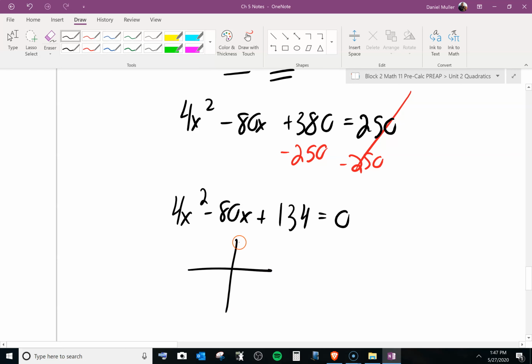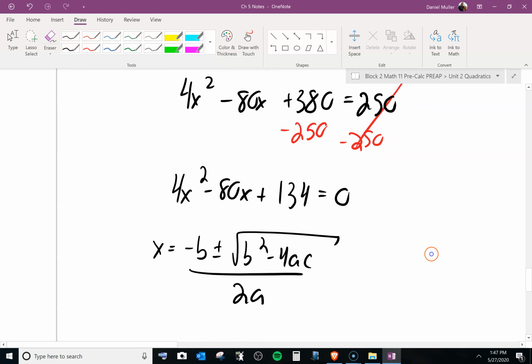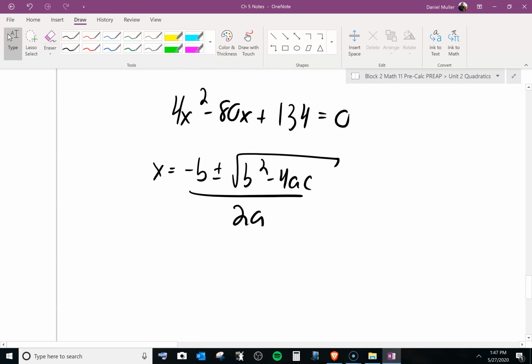You can try to do it by factoring. You could also do it by completing the square, but whenever you're finding x, I like to try to use the quadratic formula. So negative b plus or minus the square root of b squared minus 4ac, all of that over 2a. You can write that down if you need to write down that formula.